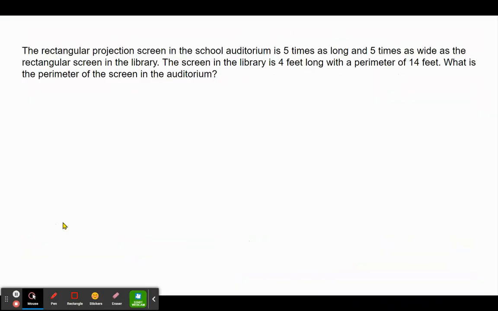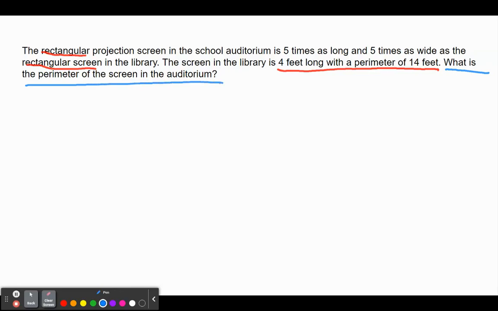All right. So our word problem for today is: the rectangular projection screen in the school auditorium is 5 times as long and 5 times as wide as the rectangular screen in the library. The screen in the library is 4 feet long with a perimeter of 14 feet. What is the perimeter of the screen in the auditorium? So, what is it that we want to know? We want to know the perimeter of the screen in the auditorium.